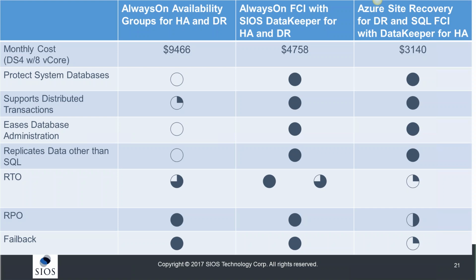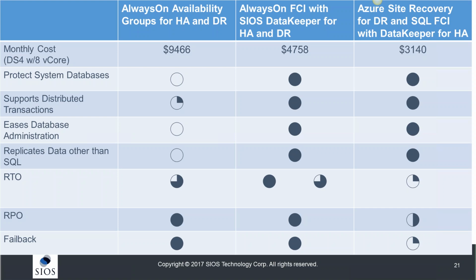Ease of database administration. With a failover cluster instance, once you set it up, you pretty much set it and forget it. Any new database you add is automatically part of the protection scheme, so you don't have to manage that on an ongoing basis. If you have other data that sits outside of SQL Server, some file share, some application data that needs to be replicated as well, you can do that with DataKeeper. DataKeeper is a block-level replication solution, so you can have an HA file server cluster or whatever you might want locally. And then Azure Site Recovery, same idea. It's going to replicate the entire virtual machine, so all that data will fail over to the DR site as well.